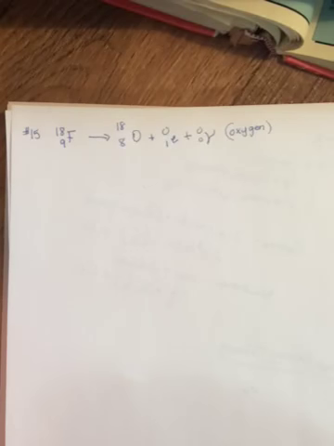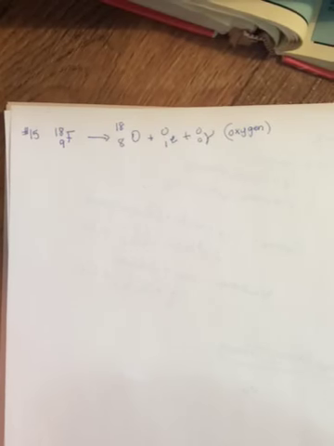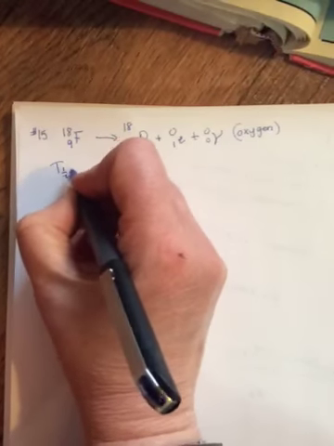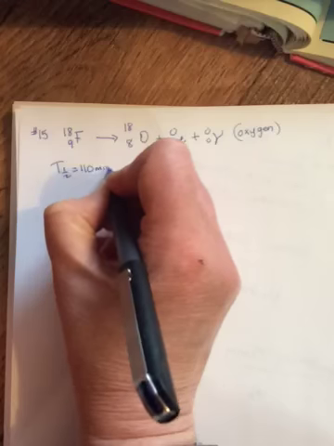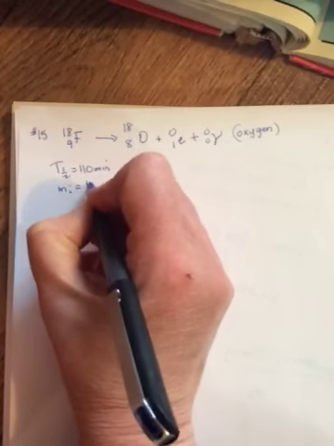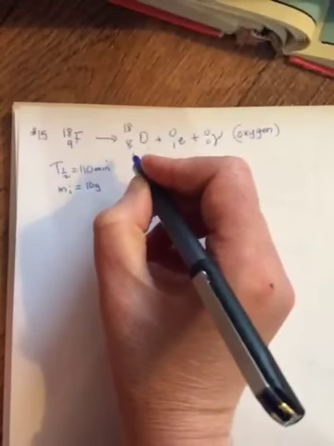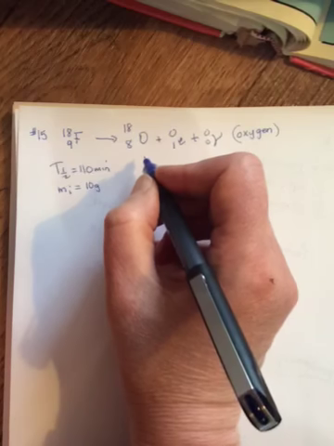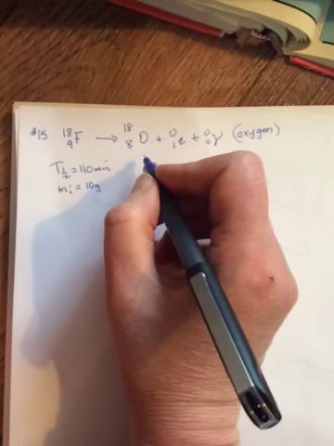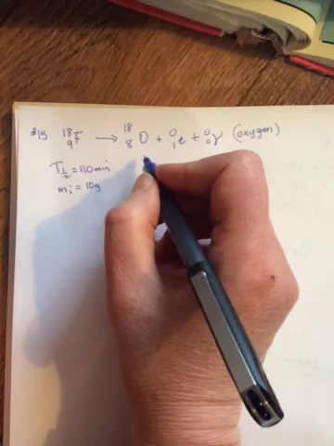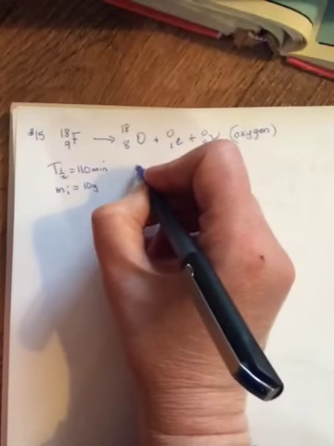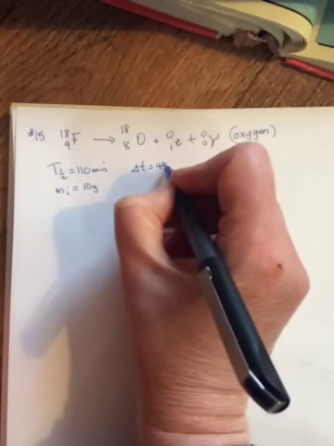A solution containing 10 milligrams of this isotope is injected into a patient at 8 a.m. How much remains at 3:30? So the half-life, T1/2, is 110 minutes. M initial is 10 grams. And it says 8 to 3:30, so that's 7.5 hours. So 7.5, oh wait, let me do that again, 450. So delta T is 450 minutes.